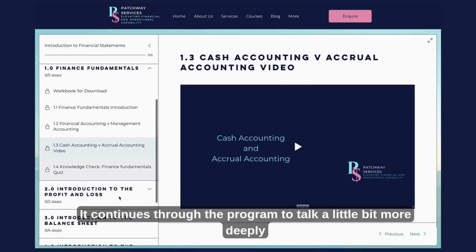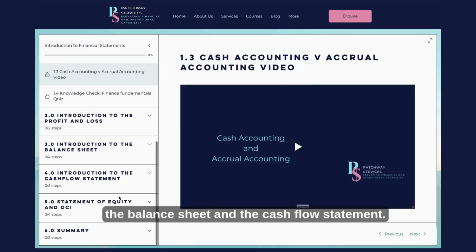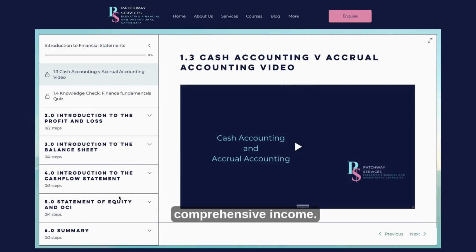It continues through the program to talk a little bit more deeply about the profit and loss, the balance sheet and the cash flow statement, and we'll also touch on the statement of equity and other comprehensive income.